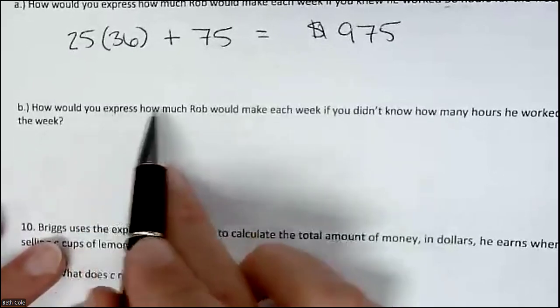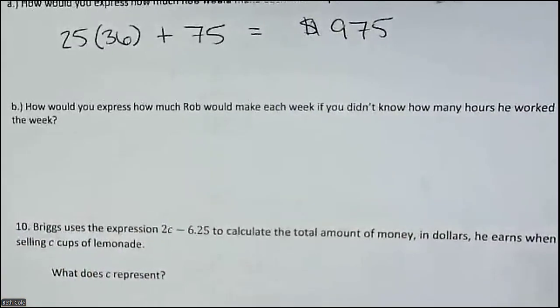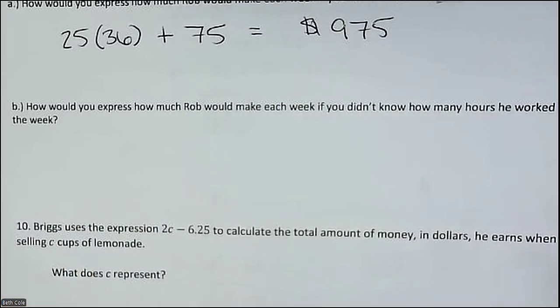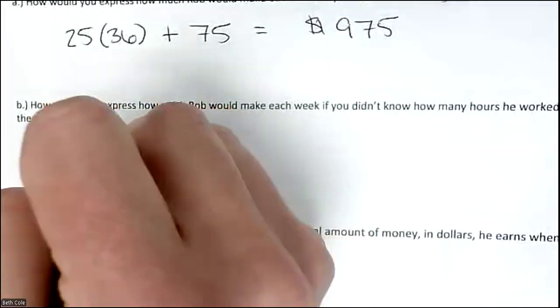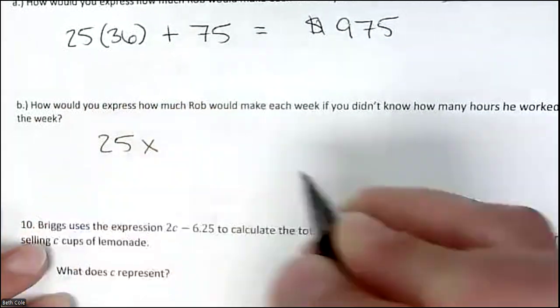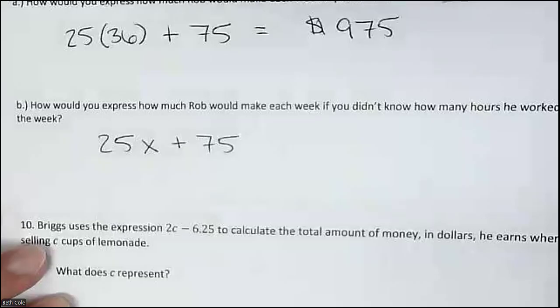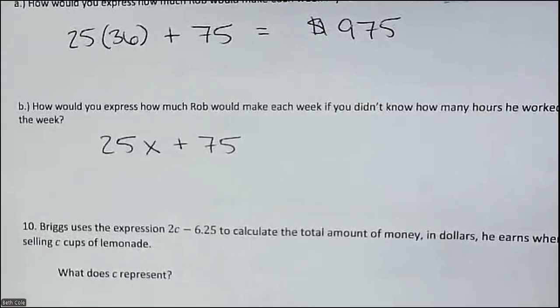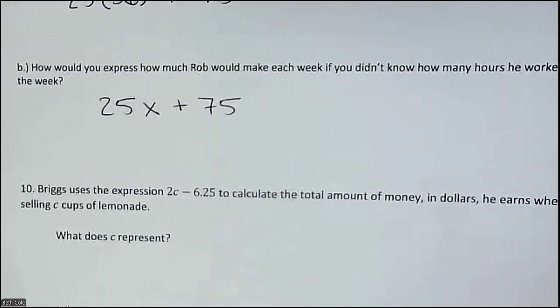Now, how would you express it if you didn't know how many hours he worked? You would need an X. It would be 25X plus 75. And then you could plug anything you want in for X for how many hours he worked. All right, and then last one, we'll try this.